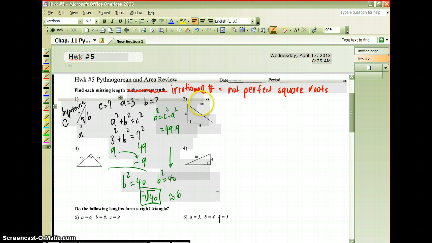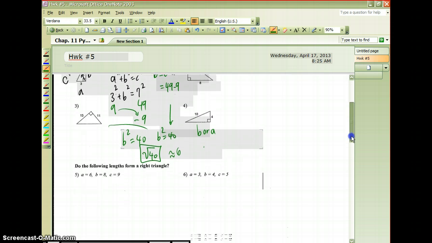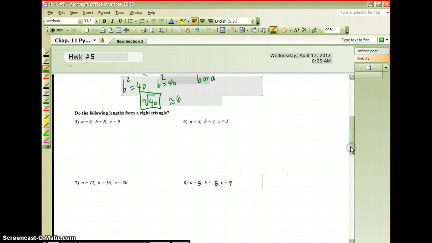Number 2, make sure that you find the missing piece, which is letter C. Number 4, you're looking for letter B or A when you use the formula. On number 5, we did that one in class.